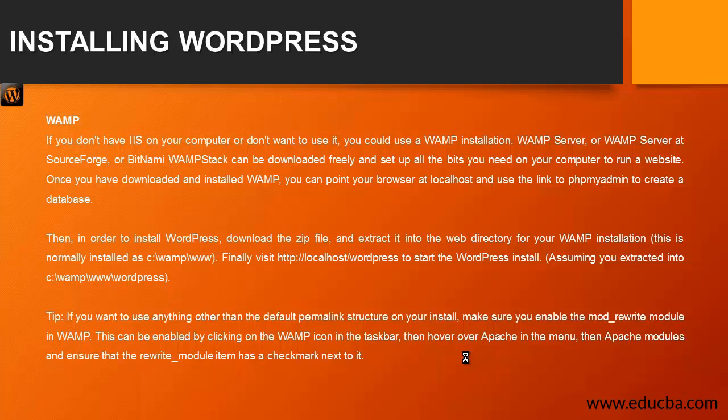There is one information tip: if you want to use anything other than the default permalink structure on your install, you should enable the rewrite_module in the WAMP server. This can be enabled by clicking on the WAMP icon in the taskbar, then hovering over Apache in the menu and then Apache modules, and ensuring that the rewrite_module item has a check mark next to it.